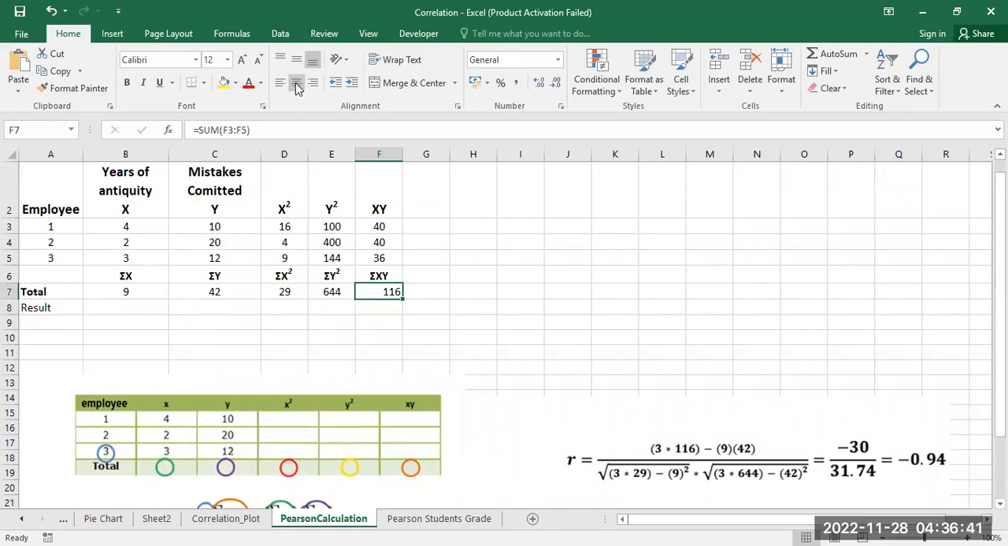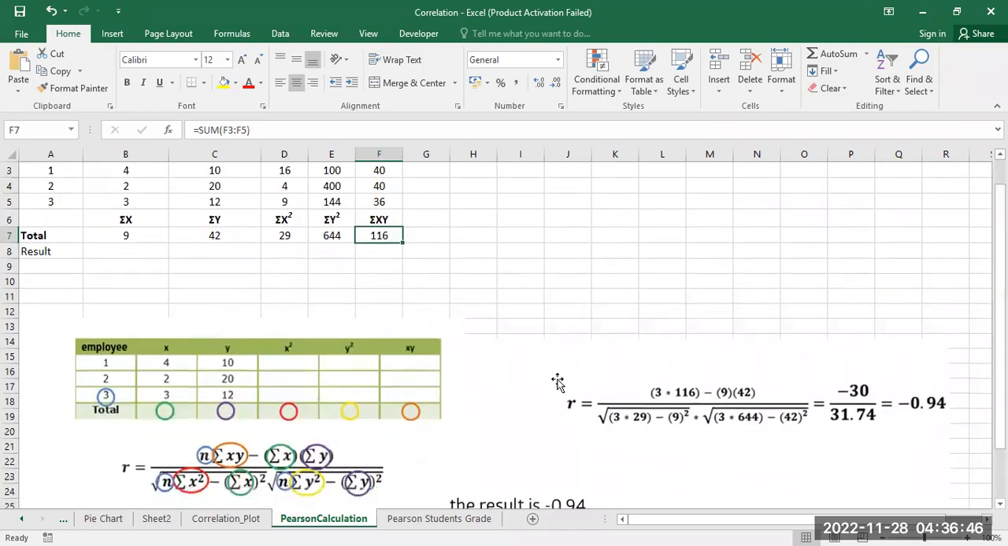Now the next thing we need to do is come to our formula. And our formula says R is equal to N multiplied by the sum of XY. You can see that our N in this case is 3, because we only have 3 employees. The sum of XY in this case is 116. You can see 116 minus the sum of X, which is 9, multiplied by the sum of Y, which is 42. You can see 42 here.